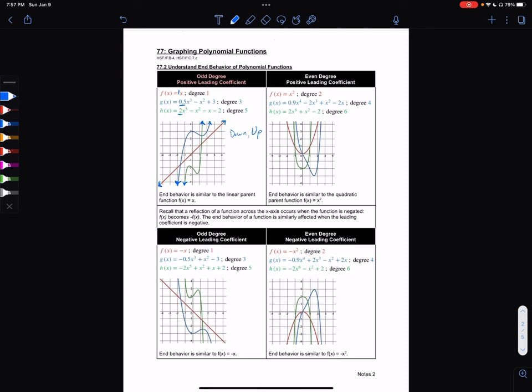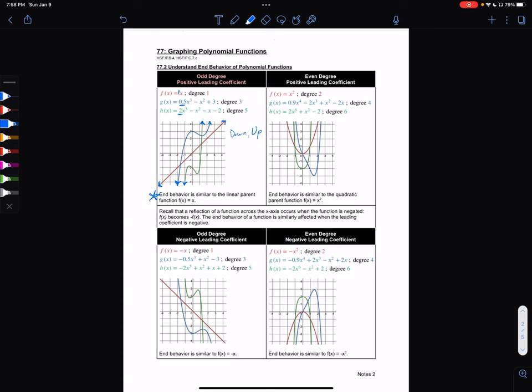Now again, that might not seem very significant, but as you go through these, and especially this lesson, you'll start to see that this becomes pretty useful. One of the shortcuts to remembering this is if you can just remember the end behavior is similar to the linear parent function f of x equals x. So if you know that just x is that red line, anything set up similar, where it's positive to start and an odd degree, will always have down, up end behavior.